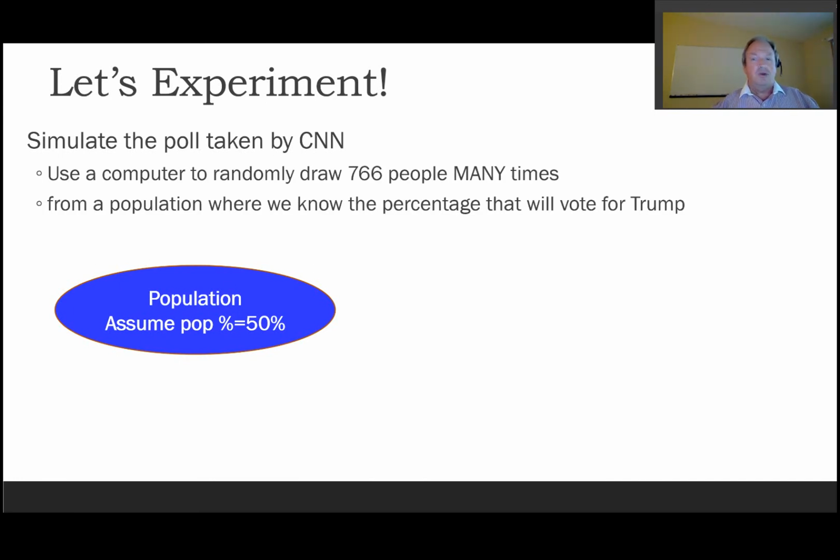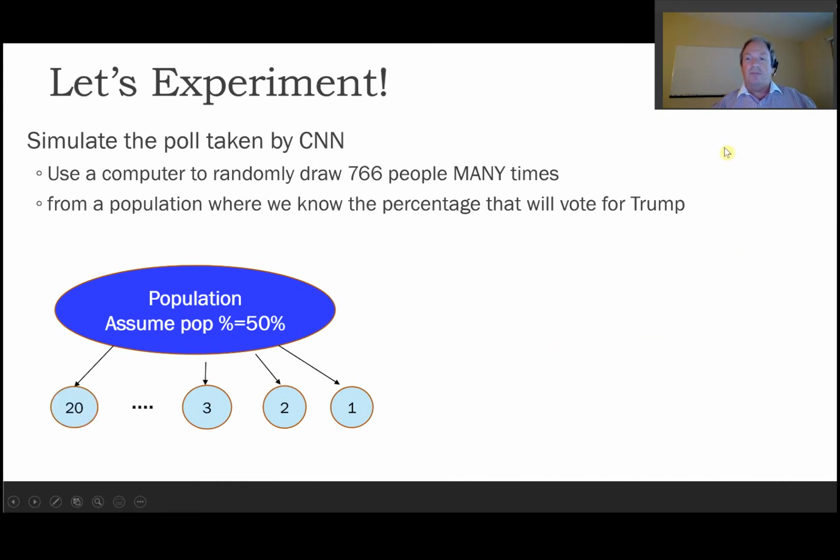And what I want the computer to do is keep on drawing random samples of 766 people, a whole lot of times, over and over and over again. So it'll draw a first sample, a second sample, third sample, and so on. Each time it draws one sample, it puts those individuals back in the population. While we're doing the sampling, we're doing it without replacement. But when we go to choose another sample, we put the previous sample back in. So we're always sampling from the original population.